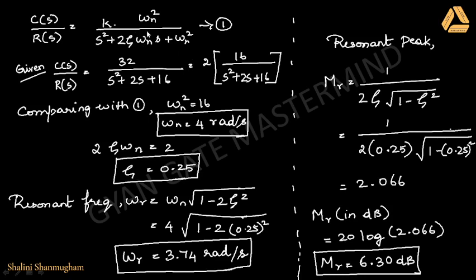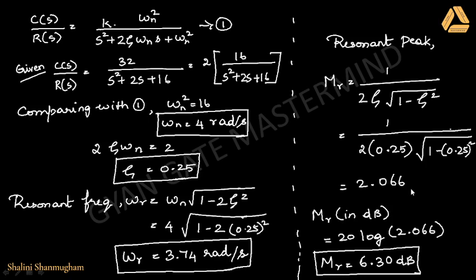So on comparing this with the standard second order equation, you can get the value of K as 2 and omega n square to be 16, from which you will get the natural frequency to be 4 radian per second, and comparing the second term, you will get psi as 0.25, which is the damping ratio. On substituting in the respective formulas of resonant frequency as well as the resonant peak, you would get the answer as omega r equal to 3.74 radian per second.